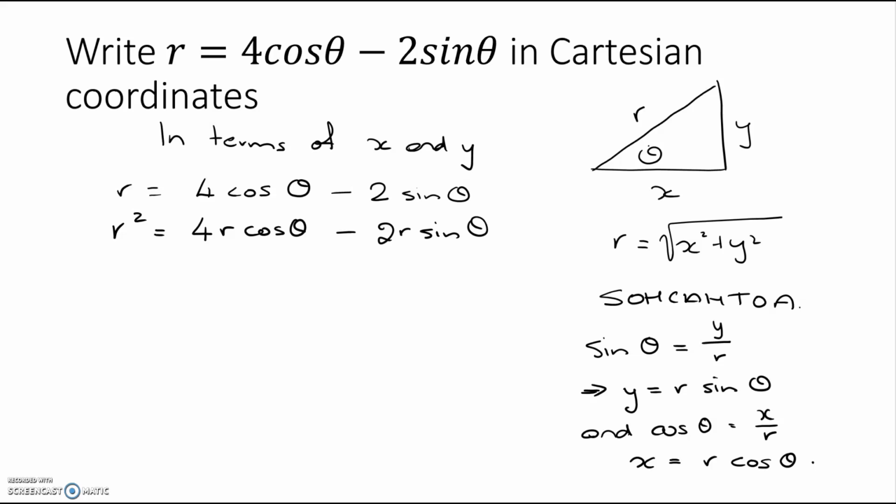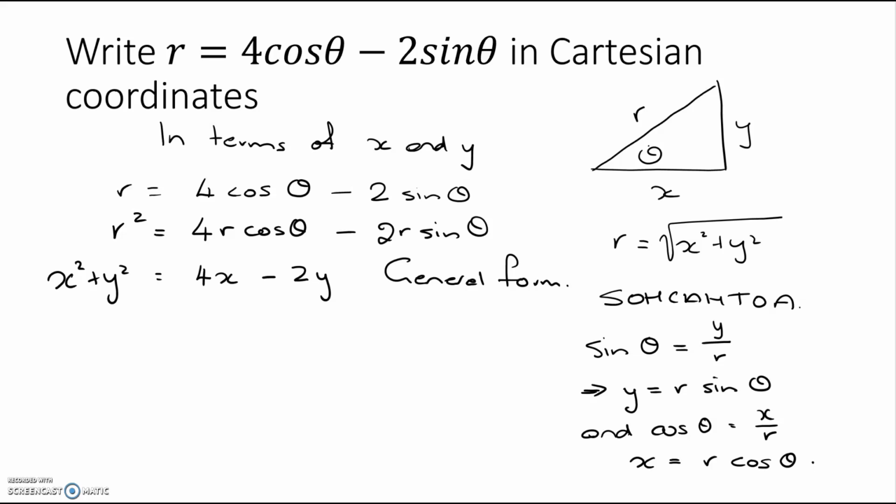Okay, straight away we can make the substitutions from the right-hand side of the page, so that we've got x squared plus y squared equals 4, and r cos theta is x, and r sin theta is y. And we could leave it there. That would be the general form. And that's possibly fine, unless you were also asked to perhaps sketch it.